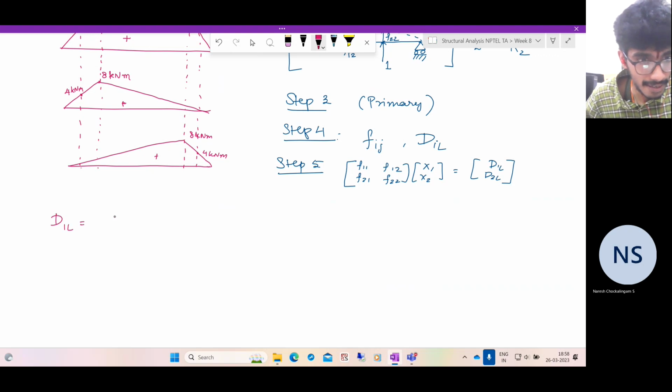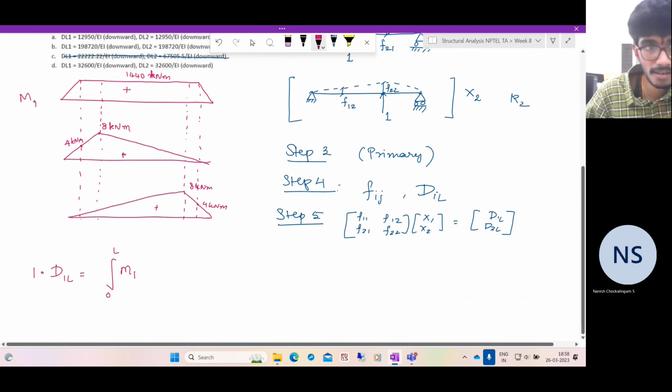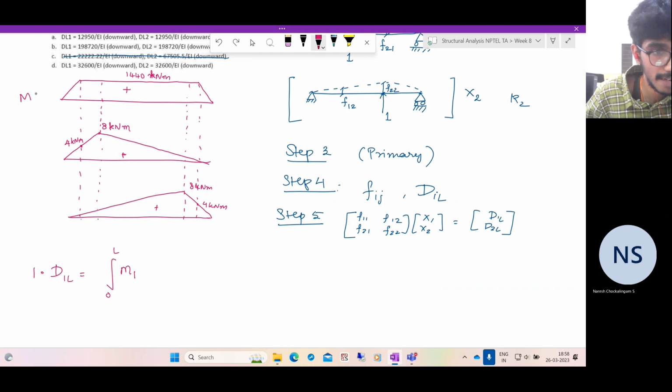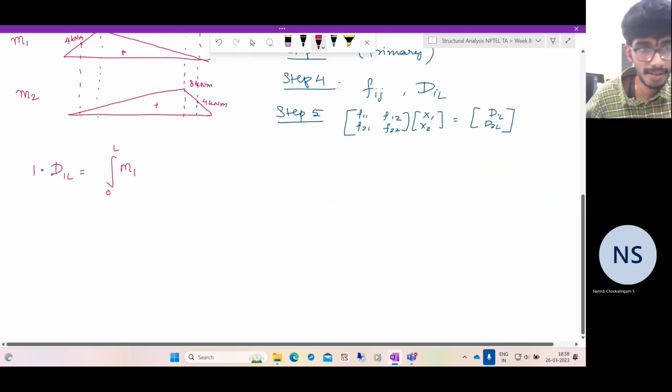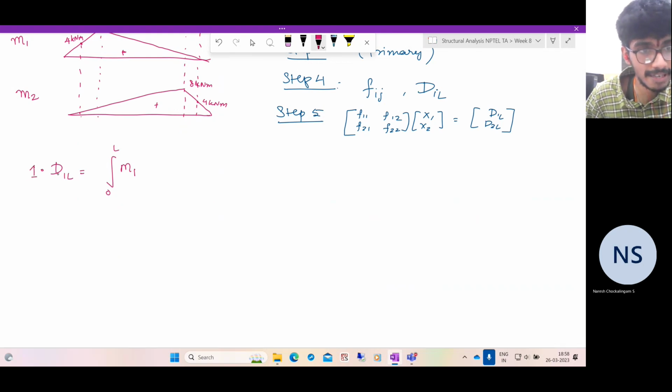D1L is nothing but the integral from 0 to L of the virtual bending moment diagram M1 acting on M of x. This is the real bending moment. This is the virtual bending moment due to the applied unit load at point 1, and this is the virtual bending moment due to the applied unit load at point 2. So the work done by the virtual unit force on the real displacement is equal to the internal work done by the internal virtual forces on the real internal displacements, M by EI dx.